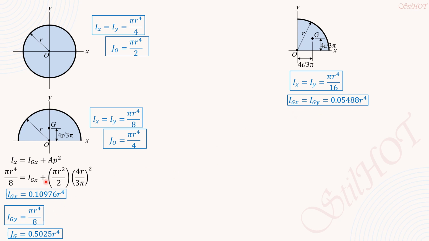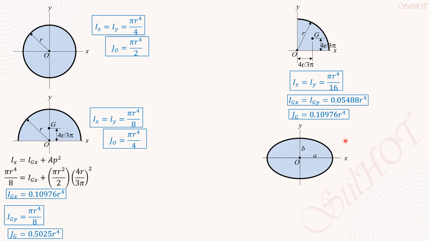Or you may use the transfer formula to arrive with this answer to that value. So you have to memorize this also because these sections are common. And lastly, JG is equal to two times this value, so 0.10976 r to the fourth. And lastly, we have an ellipse.